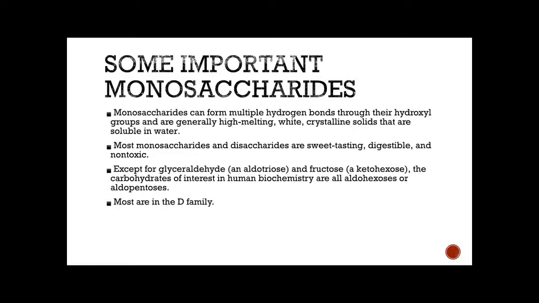So monosaccharides can form hydrogen bonds with hydroxyl groups, and that gives them high melting points, and they are solid and soluble in water. Because of those hydrogen bonding interactions taking place, those are strong interactions. So that's what gives them the high melting points, and that's what makes them a solid.